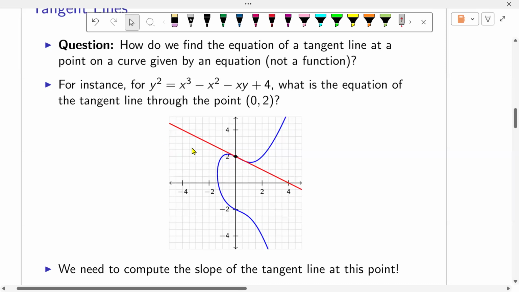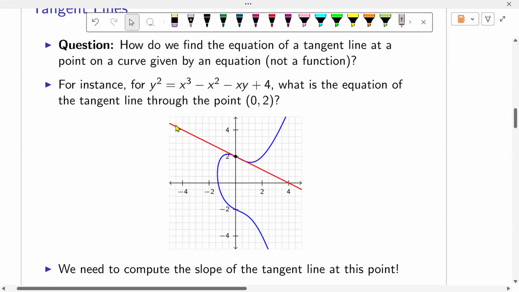And so the question becomes, how do I find the equation of a tangent line at a point on a curve given by an equation that's not written as a function? How do I do that? How do I figure out, in particular, the slope of the tangent line?